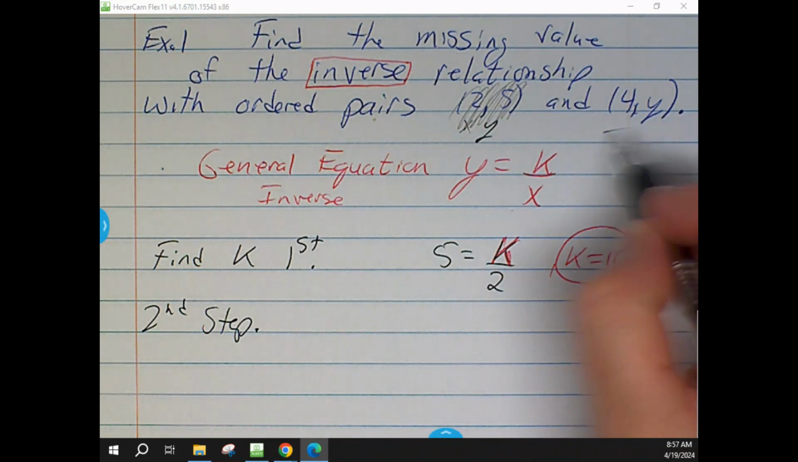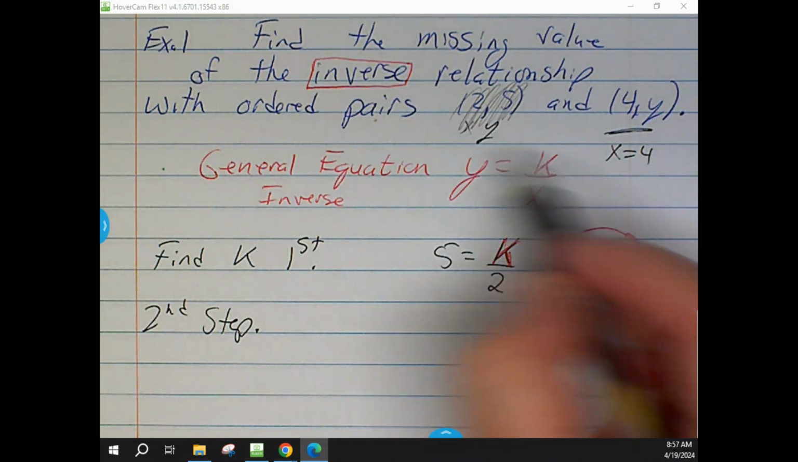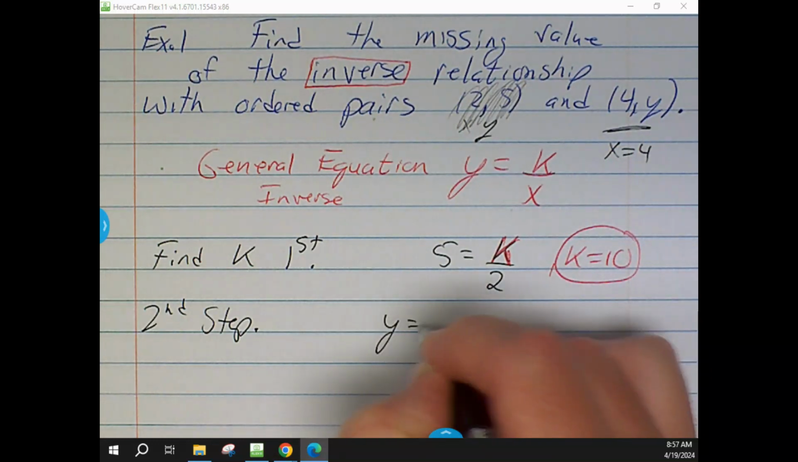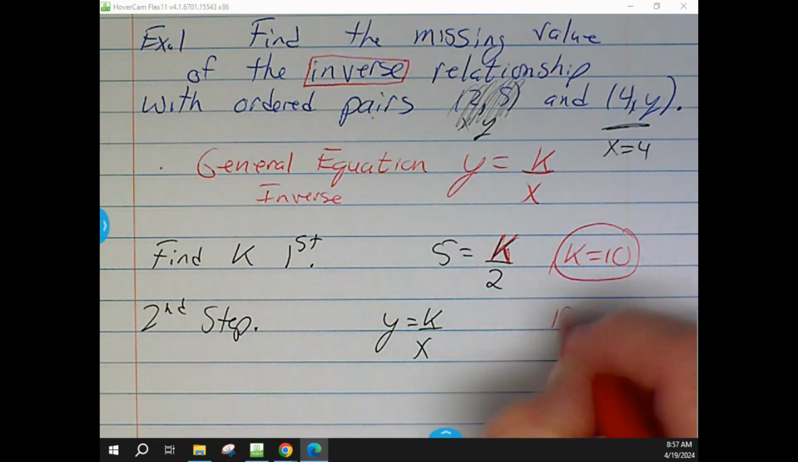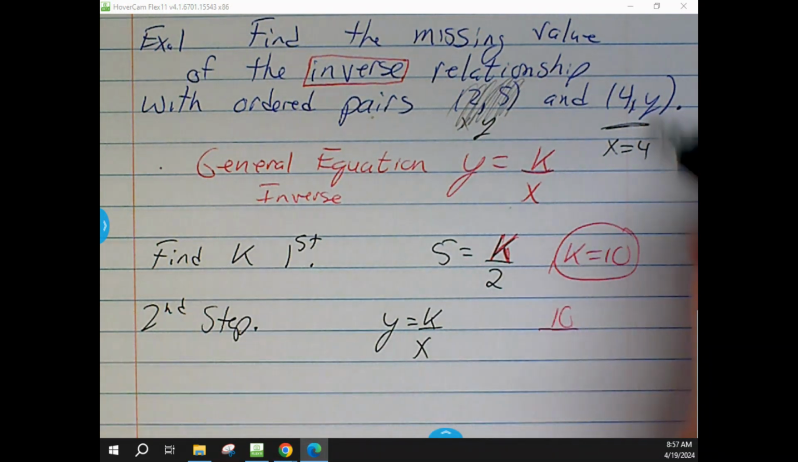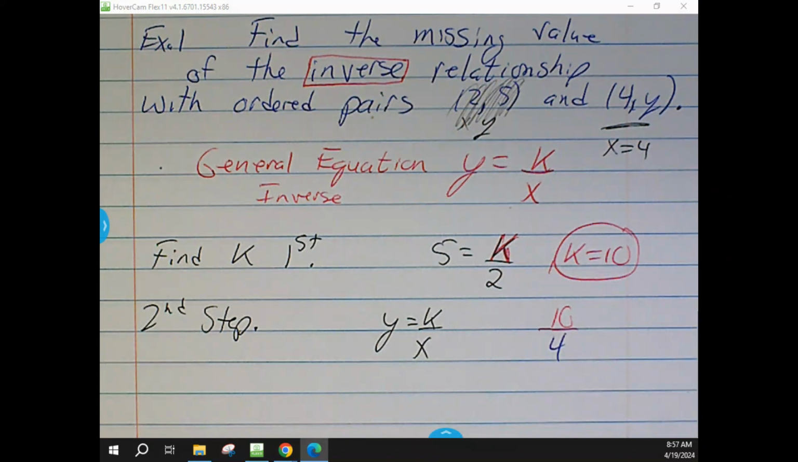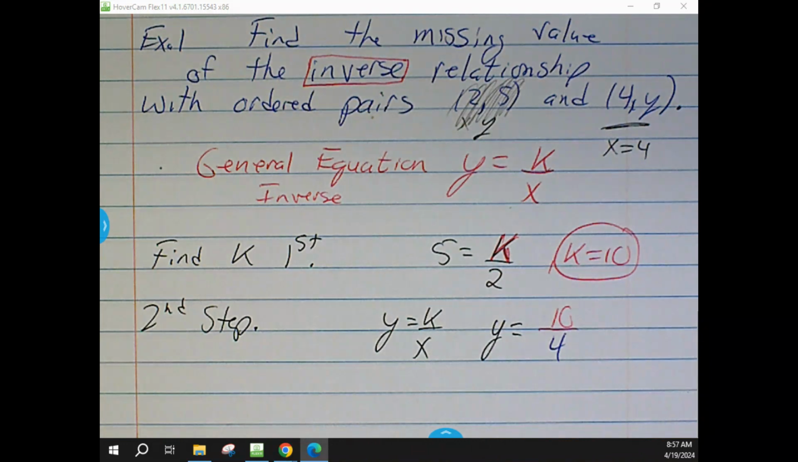From the second ordered pair, we know that x equals 4. So now we're going to plug in x equals 4 and k equals 10 back into the same equation again. Again, now we know that k is 10. We know that x is 4 from back up here. And then y is what we're missing. So y is going to equal 10 over 4.